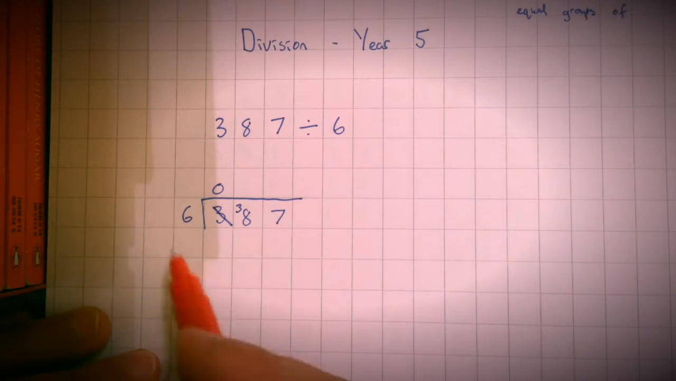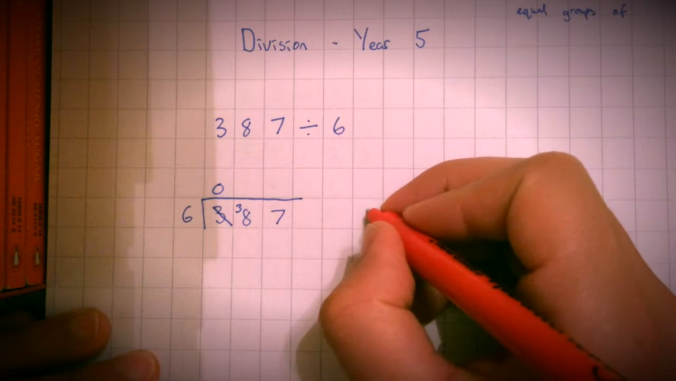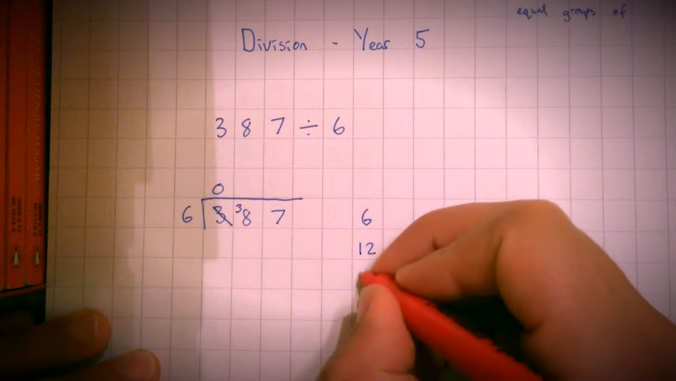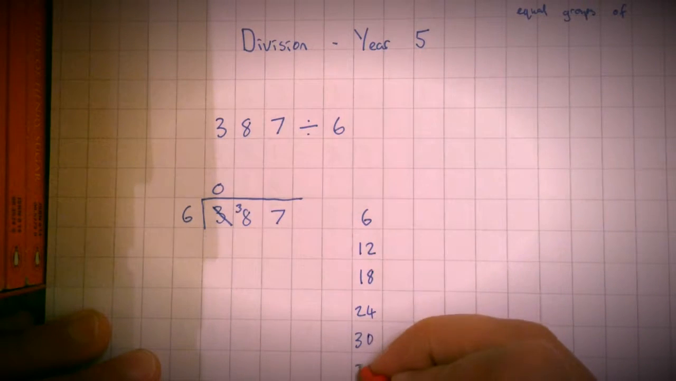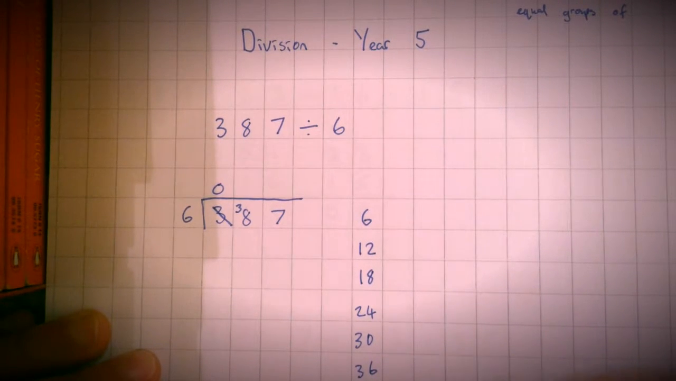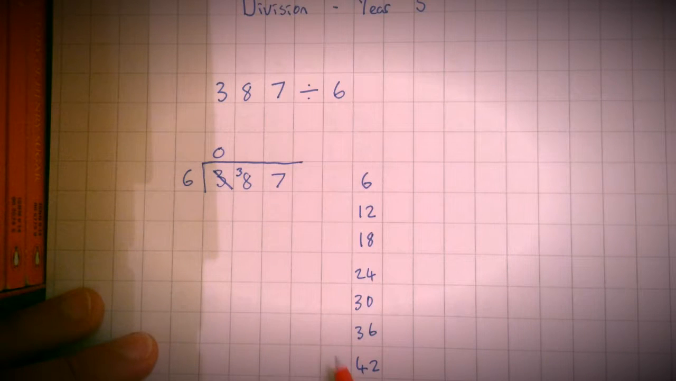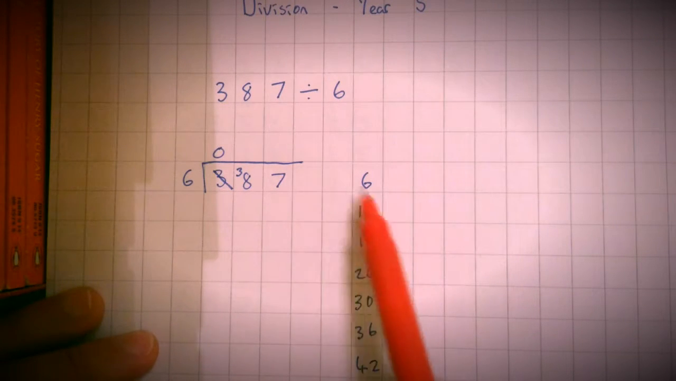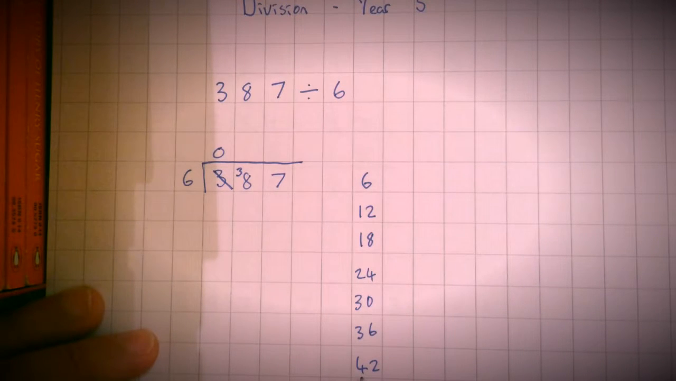Well, if I knew my times tables, I could just work out the answer, but some of the children might not know them, so they write them down here. 6, 12, 18, 24, 30, 36, 42, that's probably going to be enough. So how many times does 6 fit into 38? Well, we think, what's the closest multiple of 6 that hasn't gone past 38? It can't be 42, because 42 has gone past 38, so the closest one is this one here.